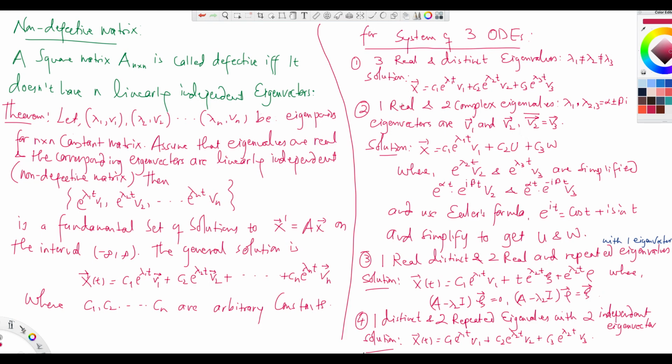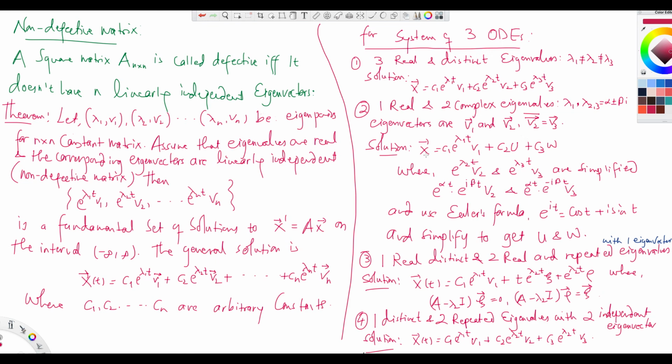The next case you will see is 1 real and 2 complex eigenvalues. Real is lambda 1 and complex are lambda 2 and 3. They will be conjugates, alpha plus or minus beta i. The eigenvectors will be v1, v2, and v3, which will be just the conjugate of v2. So that's what the eigenvectors look like.